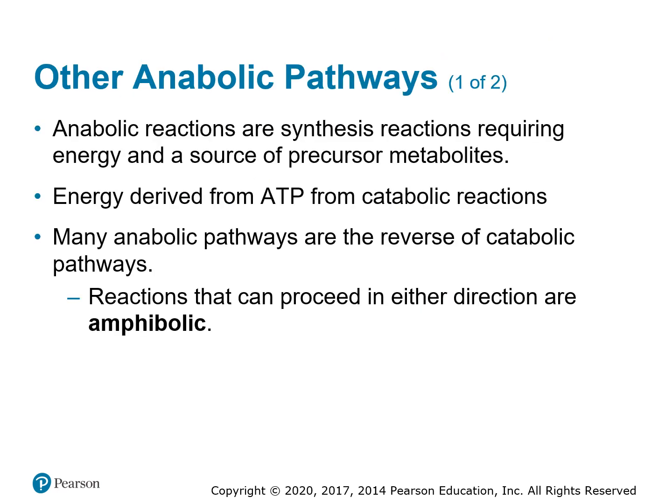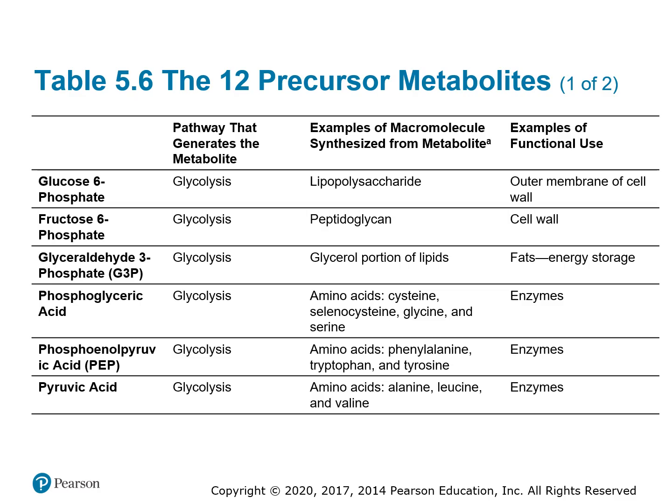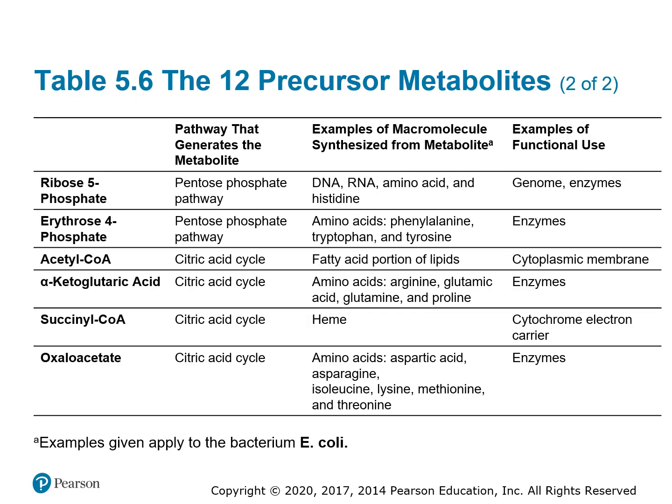Now, other anabolic pathways include reactions that can proceed in either direction. Those are known as amphibolic pathways. And so you can have ATP coming from a lot of these anabolic reactions. You can have ATP being released from some of these reactions, but they're all interesting nonetheless. There are 12 precursor metabolites that are required, that are very, very functional, and that are going to generate different compounds within the breakdown or the building of glucose. And so it's important to look at some of those pathways as well. So table 5.6 has a collection of them, the pathway that generates the metabolite and what they're used for.